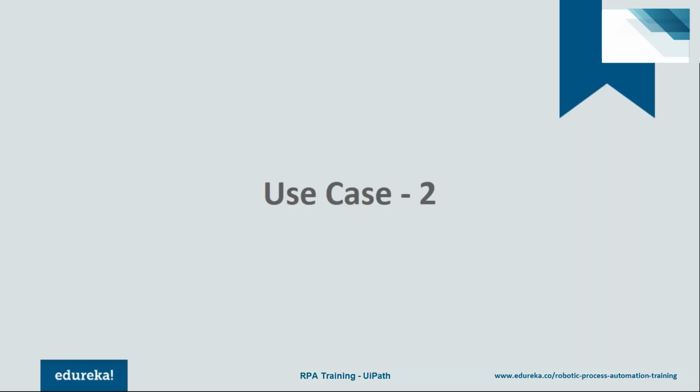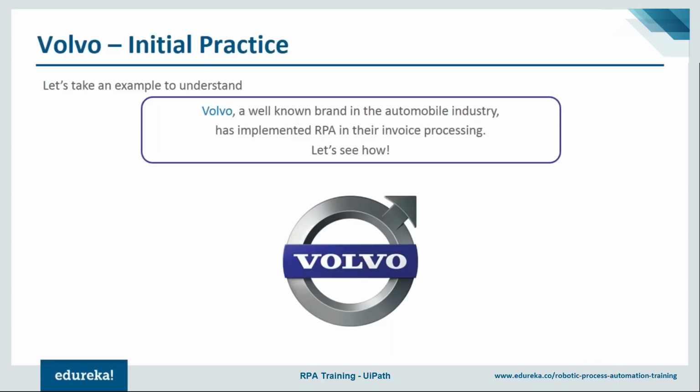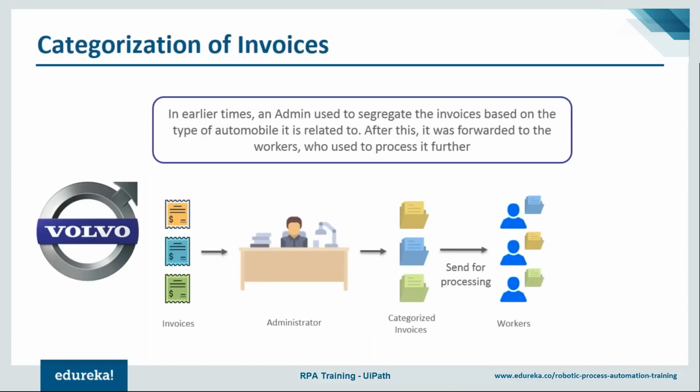If you were to talk about use case 2, it's a real world scenario wherein we talk about a company called Volvo. So Volvo is an automobile company. They produce automobiles, and in their company, they had a process which had implemented RPA. And this process was for invoice generation or invoice processing. Let's see what problems they faced and how they implemented RPA. This is what we're going to understand using this example.